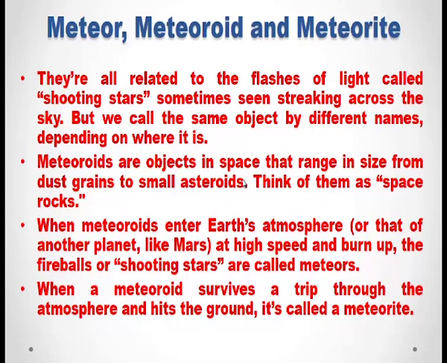When these meteoroids enter the Earth's atmosphere, and not only the Earth's atmosphere, you can think about other planets' atmosphere, even Mars, at high speeds, they will burn up. Once one enters the atmosphere with high speed, it burns up and gives out light. So the fireballs or shooting stars are called meteors. When a meteor survives a trip through the atmosphere and hits the ground, it is called a meteorite.